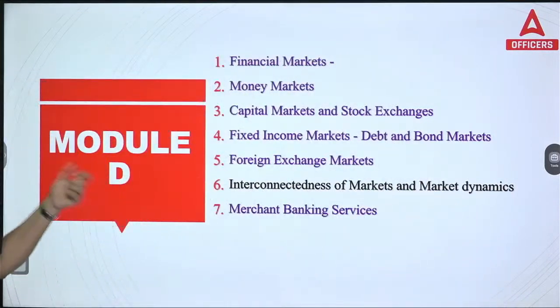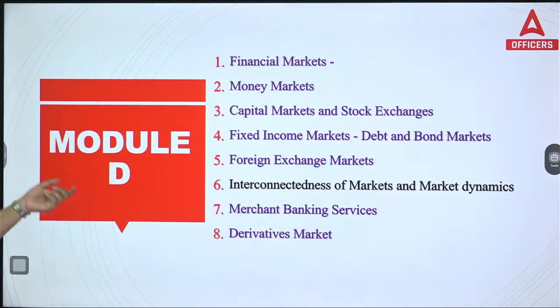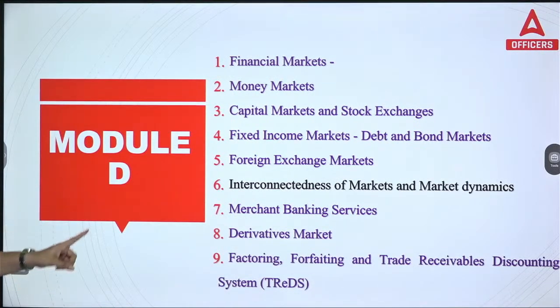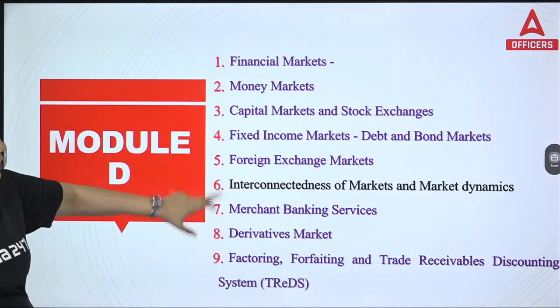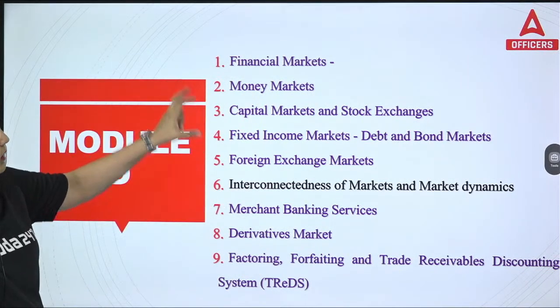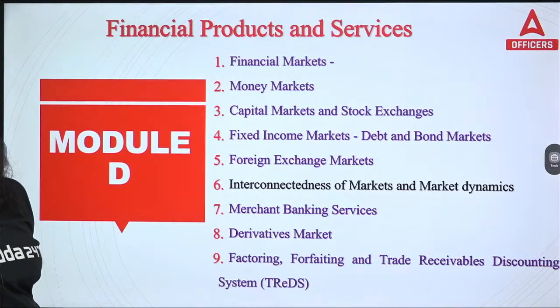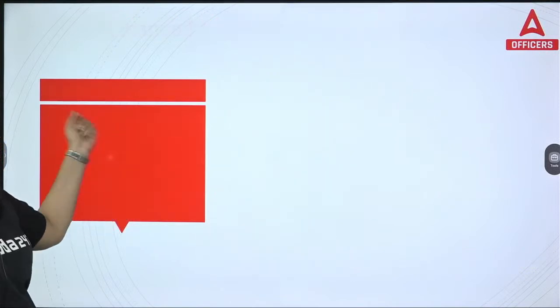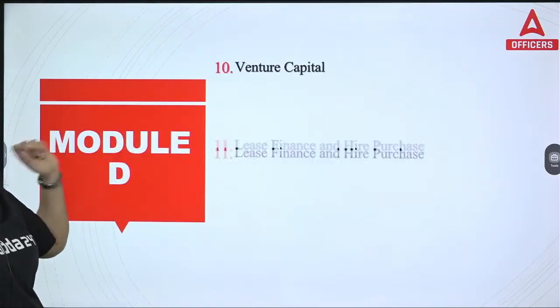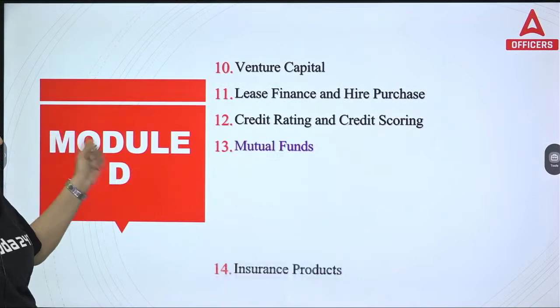So the interconnectedness, then merchant banking, again a very important chapter, derivative market, factoring, forfeiting, trade receivable. So these topics that I have highlighted in purple color are very important from module D, and the maximum number of questions has been seen from these. Apart from that, you can see the other topics from this particular module.